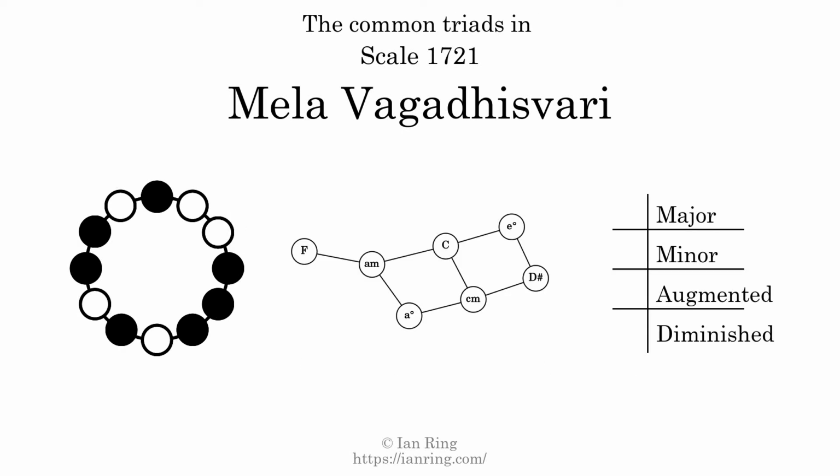Here are the common triads present in this scale. The diagram in the center is a graph of parsimonious voice leading between triads. There are 3 major triads. There are 2 minor triads. There are no augmented triads. There are 2 diminished triads. Here is a Hamiltonian path of parsimonious voice leading that uses all the triads.